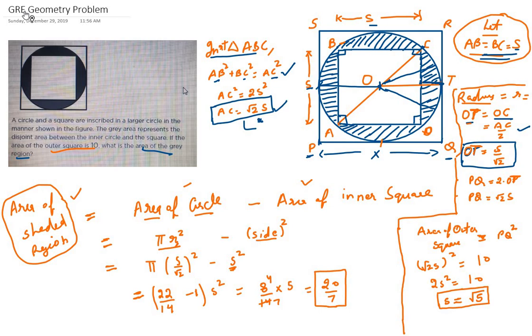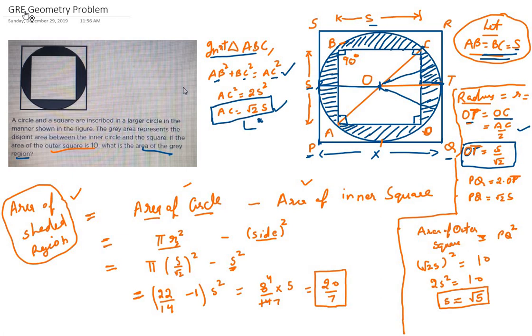Now OC is basically AC by 2. As you can see, OC is half the length of the diagonal of the square, right? Now if we are able to find AC somehow, we can find OT, right? So now if we look at this right triangle ABC, which is right angled at B, because all the angles of the square are 90 degrees.